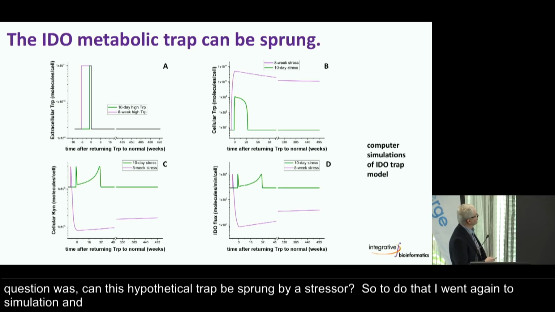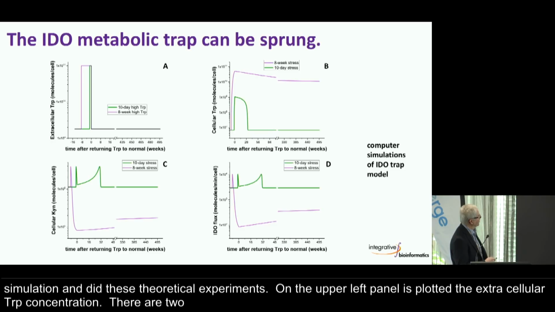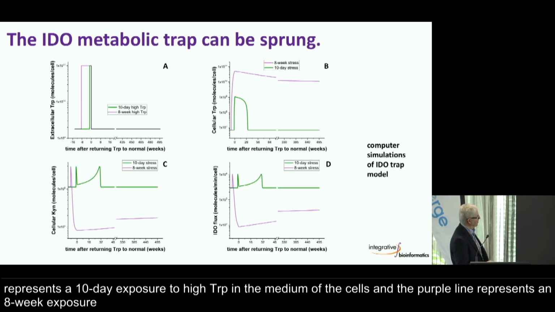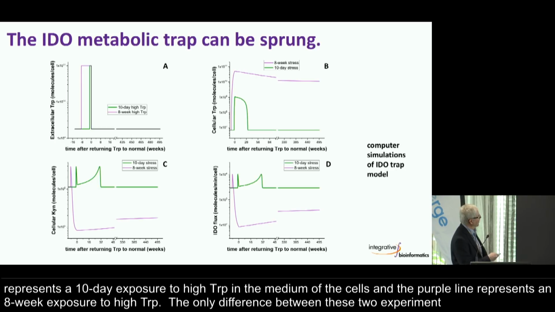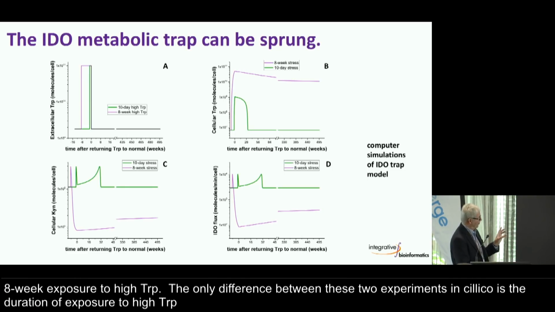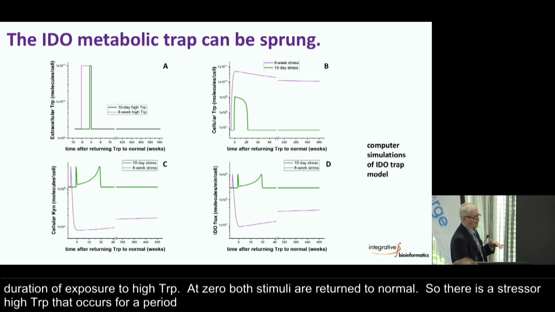So on the upper left panel is plotted the extracellular tryptophan concentration. And there are two lines in each graph, one green and one purple. The green line represents a 10-day exposure to high trip in the medium of these cells, and the purple line represents an 8-week exposure to high trip. So the only difference between these two experiments in silico is the duration of the exposure to high trip. And then at t equals 0, both of those stimuli are returned to normal. So there's a stressor, high trip, that occurs for a period of time and is then removed. So you come back to the original normal extracellular tryptophan concentration.